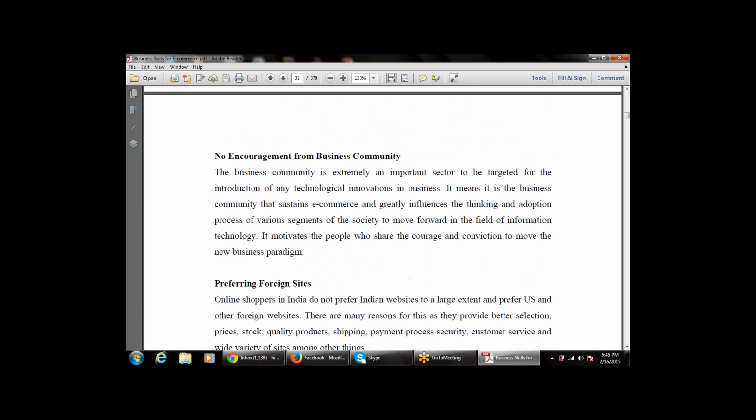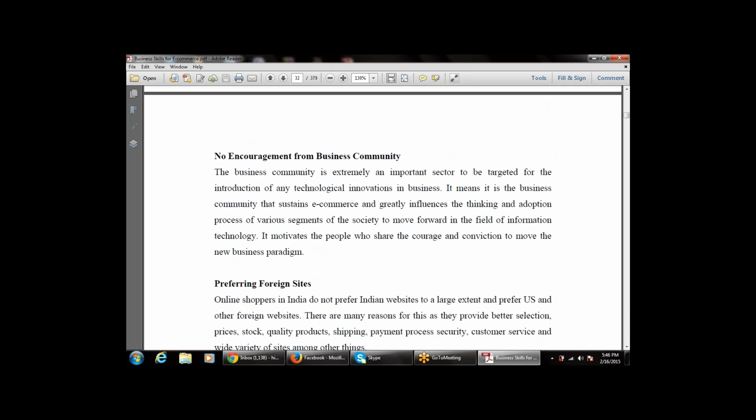Now the next is no encouragement from the business community. That is, there is no encouragement from the business community. The business community is an extremely important sector that is to be targeted for the introduction of any technological innovations in business. That is also the next major limitation, that is, no encouragement from the business community.